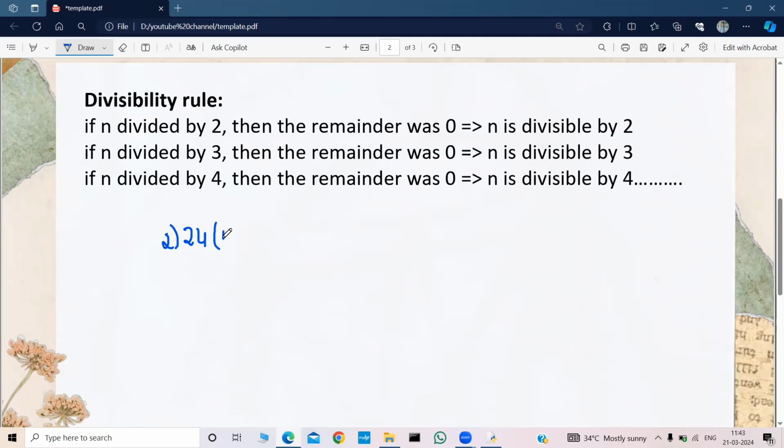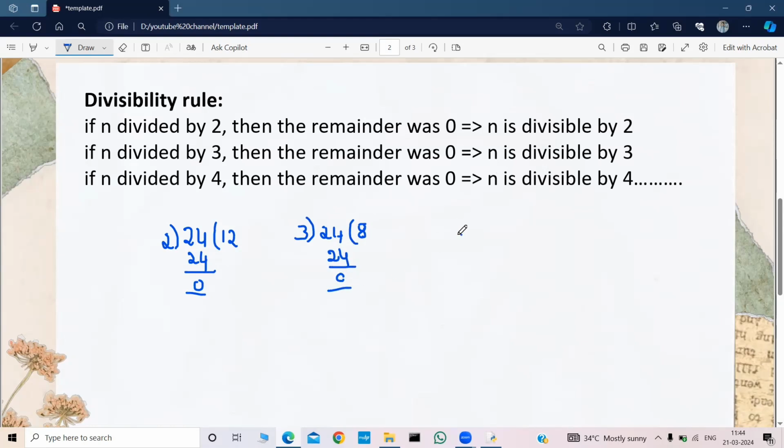Okay, let me take the number 24 and divide this by 2, right? We know 2 12s are 24 and the remainder is 0, right? And let me again divide this 24 by 3. We know 3 8s are 24 and the remainder is 0, right?